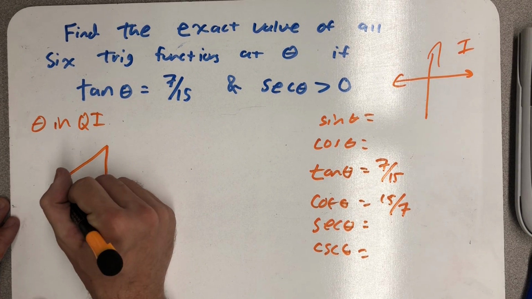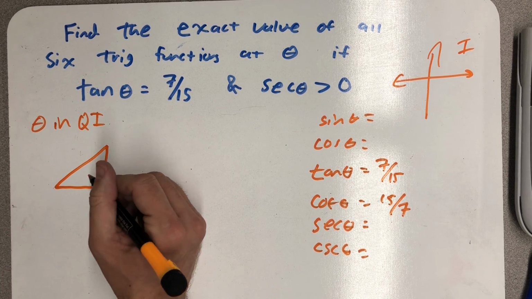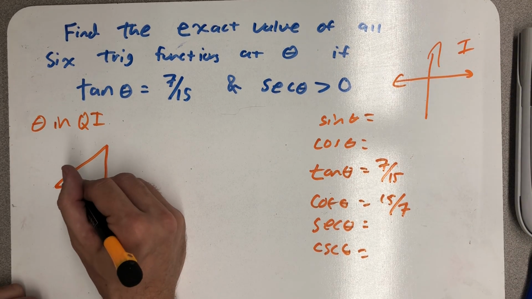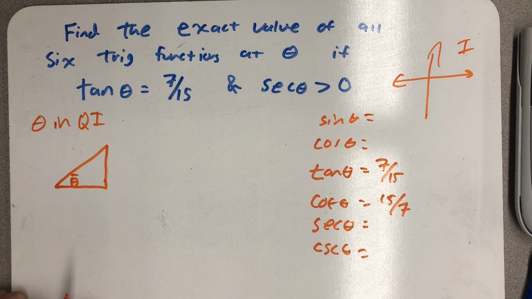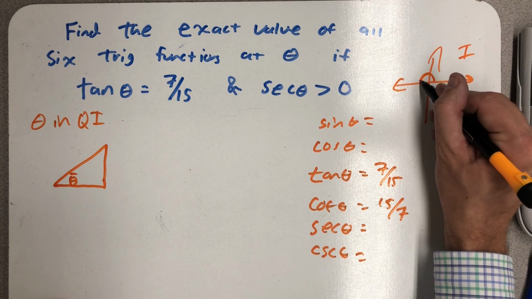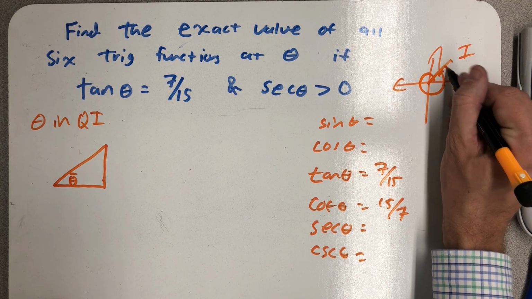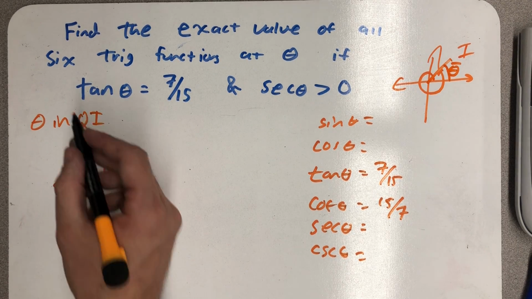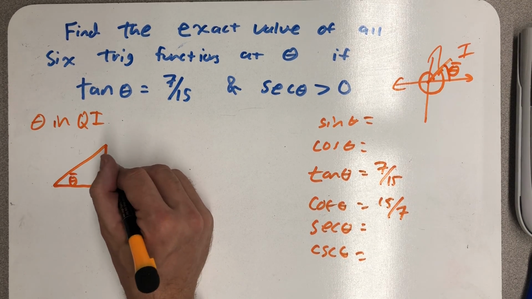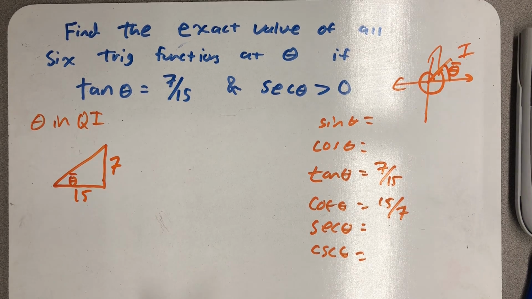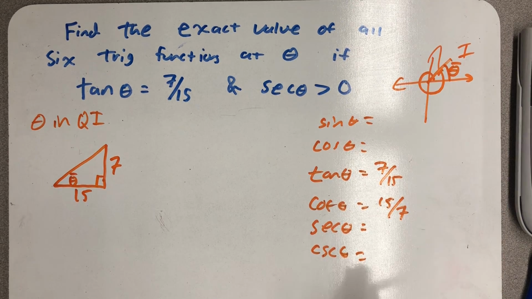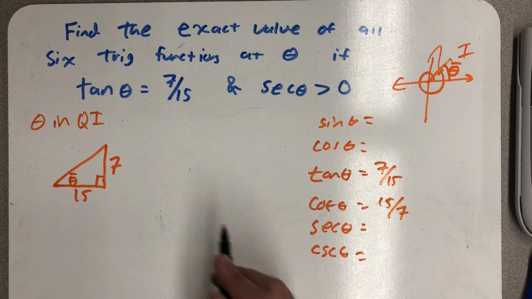Just because theta lives in quadrant 1 does not mean I know it's an acute angle. It might be more than 1 full revolution, or it might be a negative revolution, but I do know that I could draw a right triangle based upon its reference angle. Even if theta was a great big angle that went more than 1 full revolution, theta bar is an acute angle. And I know that this right triangle would have to have opposite and adjacent sides to make this ratio be 7/15. If I find the length of my hypotenuse, I can use this right triangle to fill in the rest of my values.